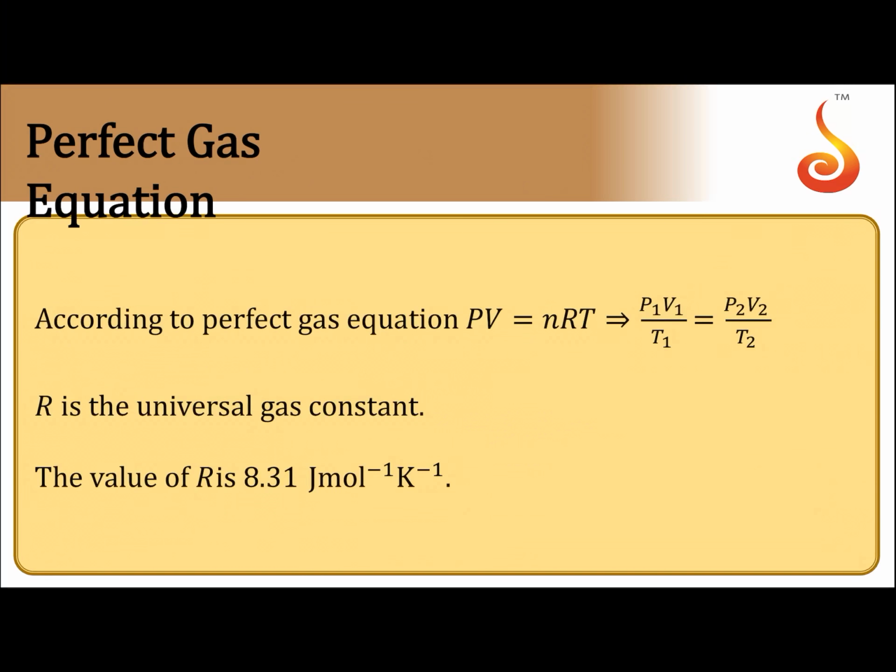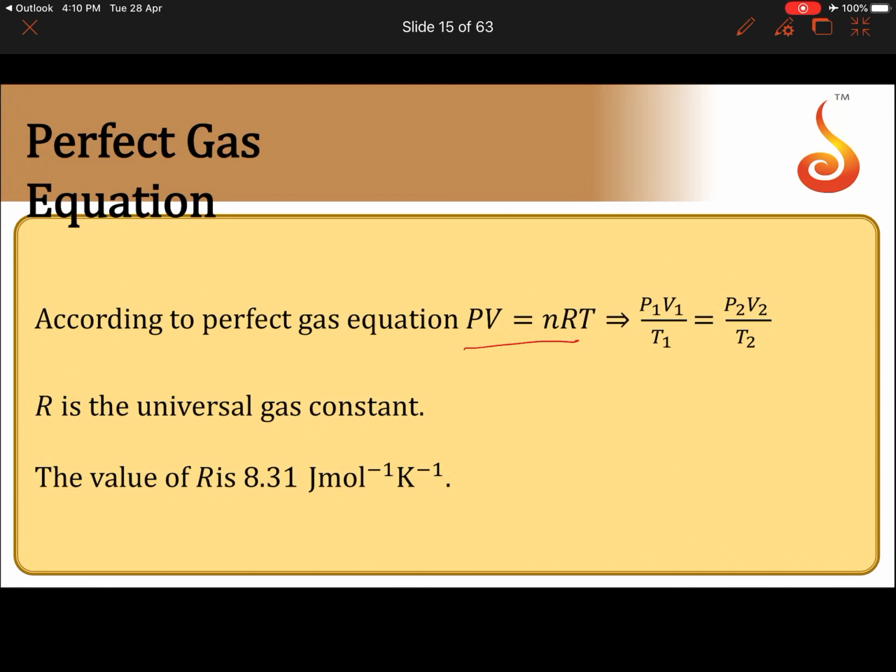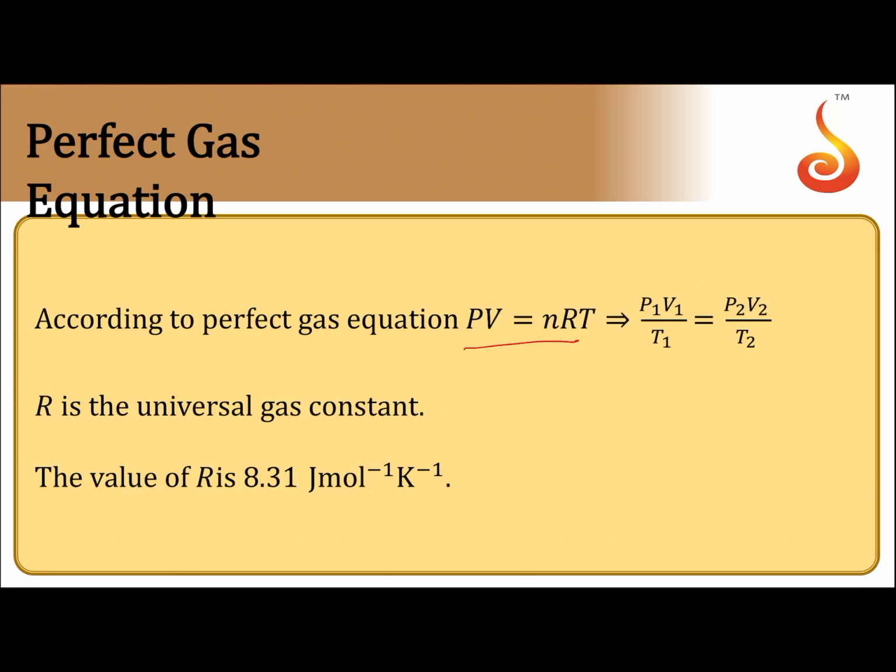Now coming to perfect gas equation. According to the perfect gas equation, PV is equal to nRT or mu RT, where n is the number of moles of the gas. That is, for a given mass of gas, P1 V1 by T1 is equal to P2 V2 by T2. R is called the universal gas constant. Its value is 8.31 joule per mole per Kelvin.